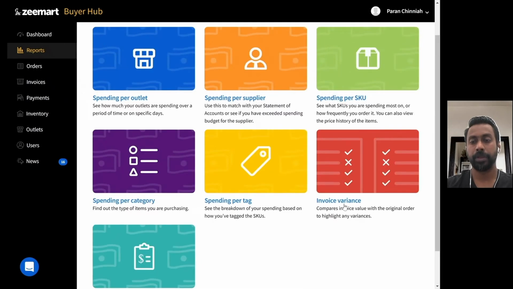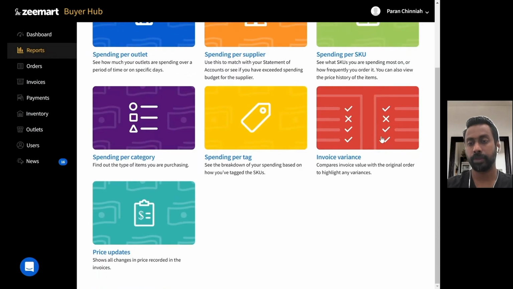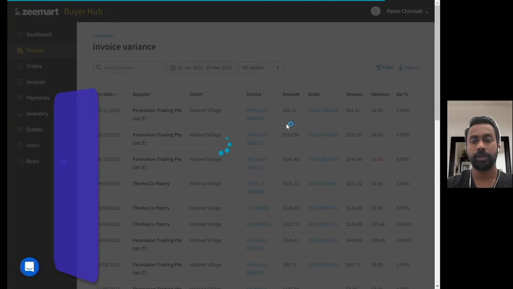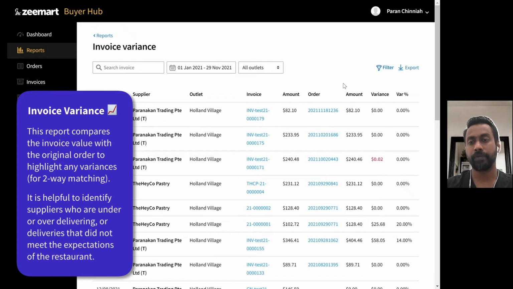Now, you will also be able to look at reports by other metrics. One is invoice variance. Invoice variance basically means that it will compare the purchase order value to your invoice value. This is extremely helpful for you to identify suppliers who are under delivering or over delivering, or deliveries where it did not meet the expectation of the restaurants.